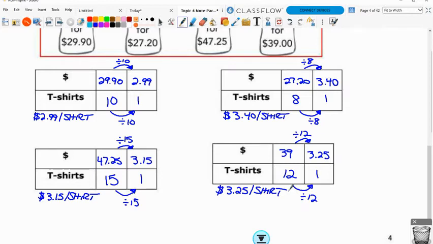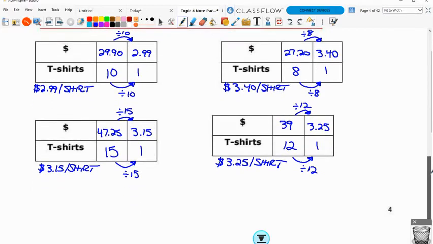Okay, so that was the first step, finding the 4 unit prices. The question asked us which is the best buy and which is the worst buy. Well, the best buy is going to be the package of shirts that gives you the lowest unit price. And so I see my 4 unit prices here. I have $2.99 per shirt, $3.40 per shirt, $3.15 per shirt, and $3.25 per shirt. The lowest price there per shirt is $2.99 per shirt. So the first package is the best buy.